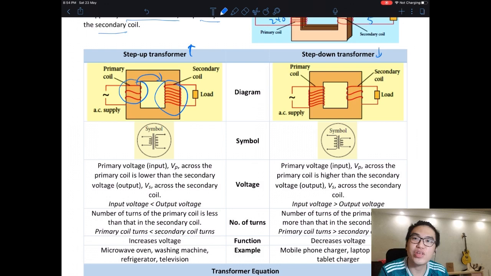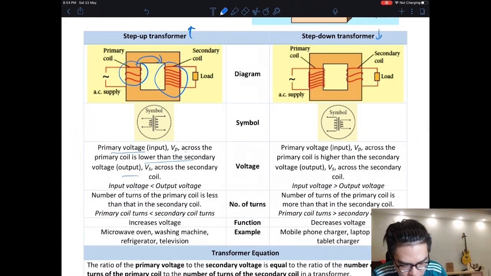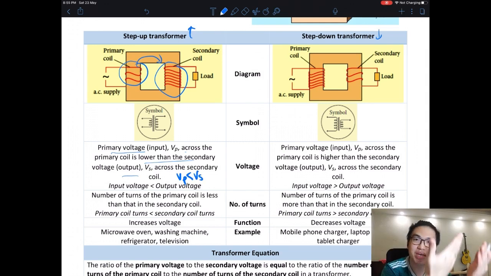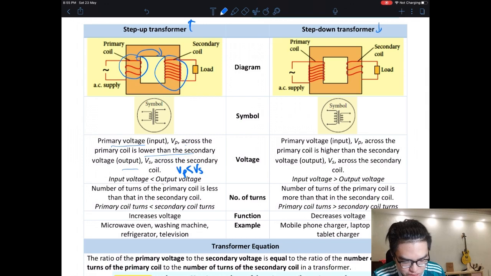More coiling means more voltage. So my secondary has more, primary has less. That's why I'm stepping up the voltage. The symbol looks like this. Primary voltage, or the input, is lower than secondary. You can put it here: VP is less than VS. Secondary is larger because I'm stepping up. It's already written here: input is less than output.